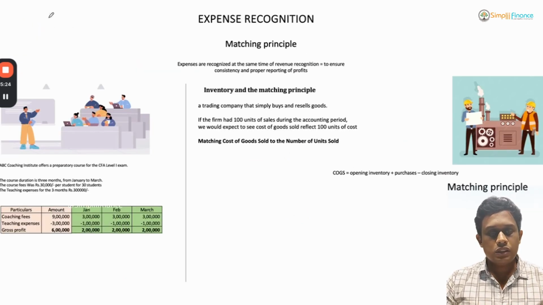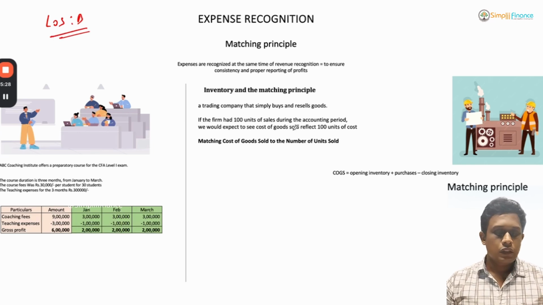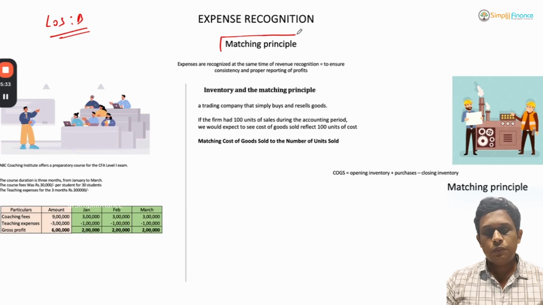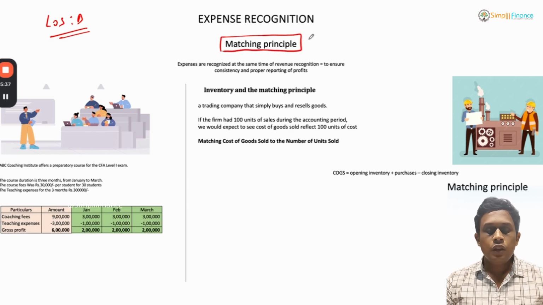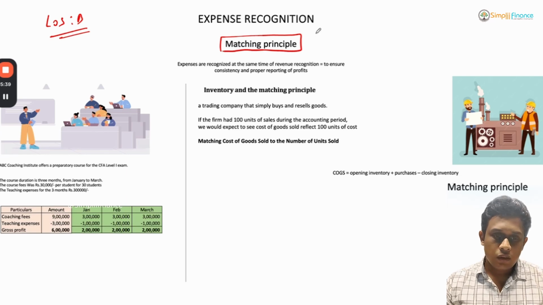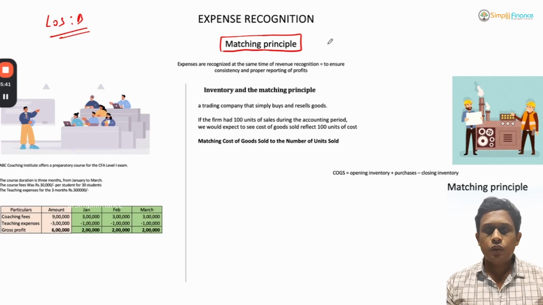The next LOS is on expense recognition. So expense recognition is basically from this principle in your accounts, that's called the matching principle. Now what does the matching principle tell you? As and when you recognize your income, it has to be matched by the expense. So what does that mean?